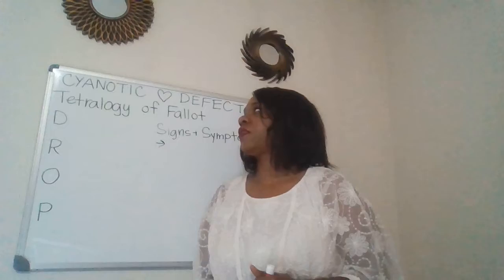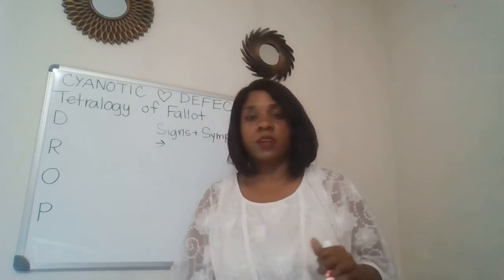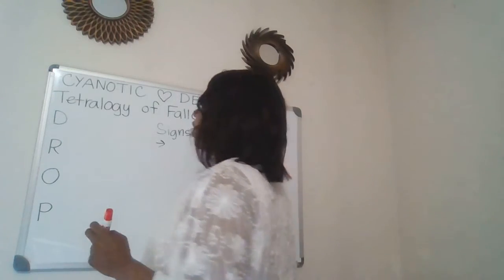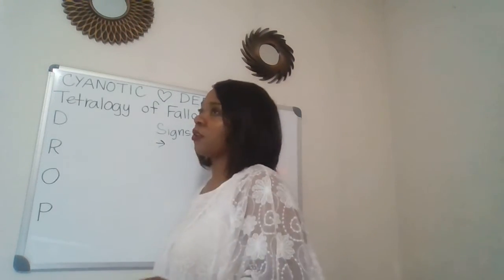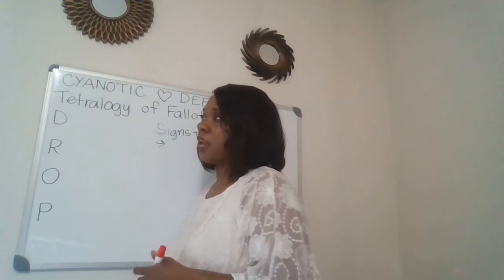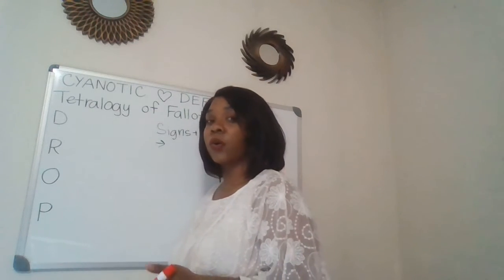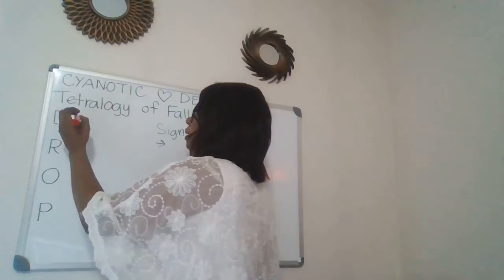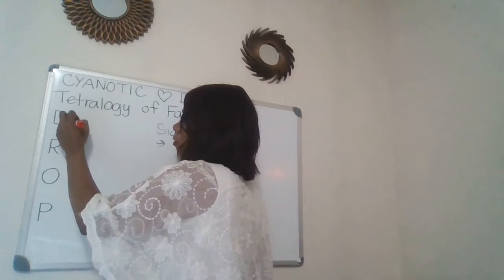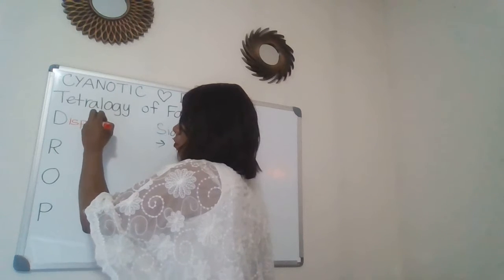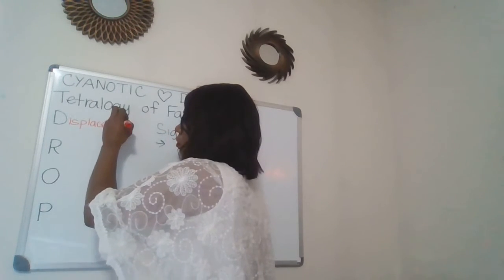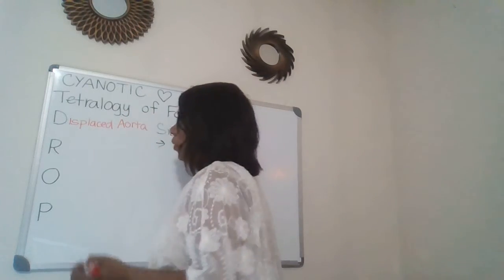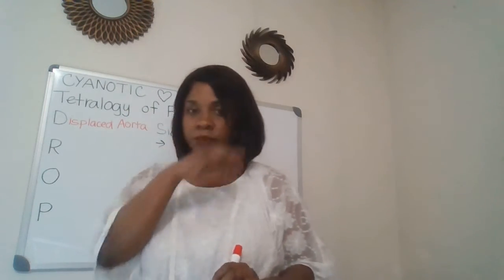Tetralogy of Fallot indicates four different things, and I have the little thing right here. With Tetralogy of Fallot, the mnemonic that we use in nursing is DROP, and this describes what's actually going on with the heart. So you have a displaced aorta. How do you have a displaced aorta with a child?